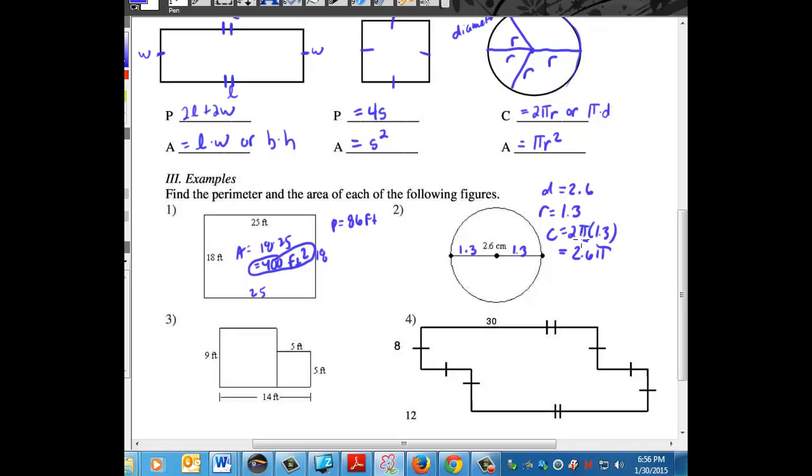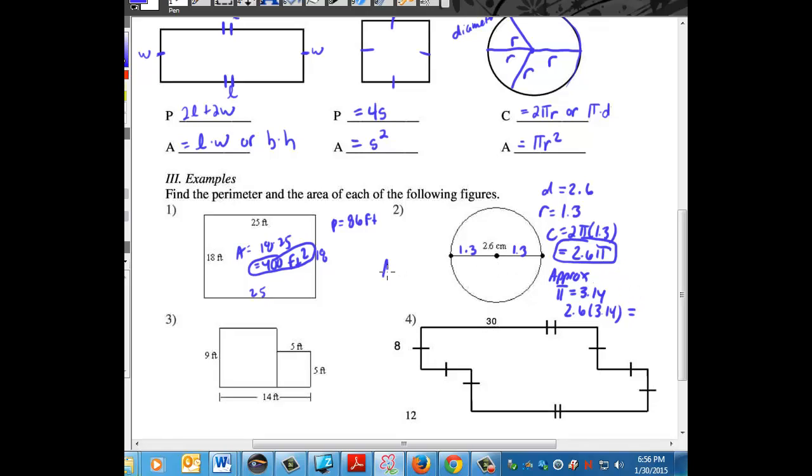This is known as an exact answer. Now, if on a test they ask for an approximate answer, that means you'd have to enter in 3.14 for pi. And so you would just take this number 2.6 times 3.14, and whatever that equals would be your solution.